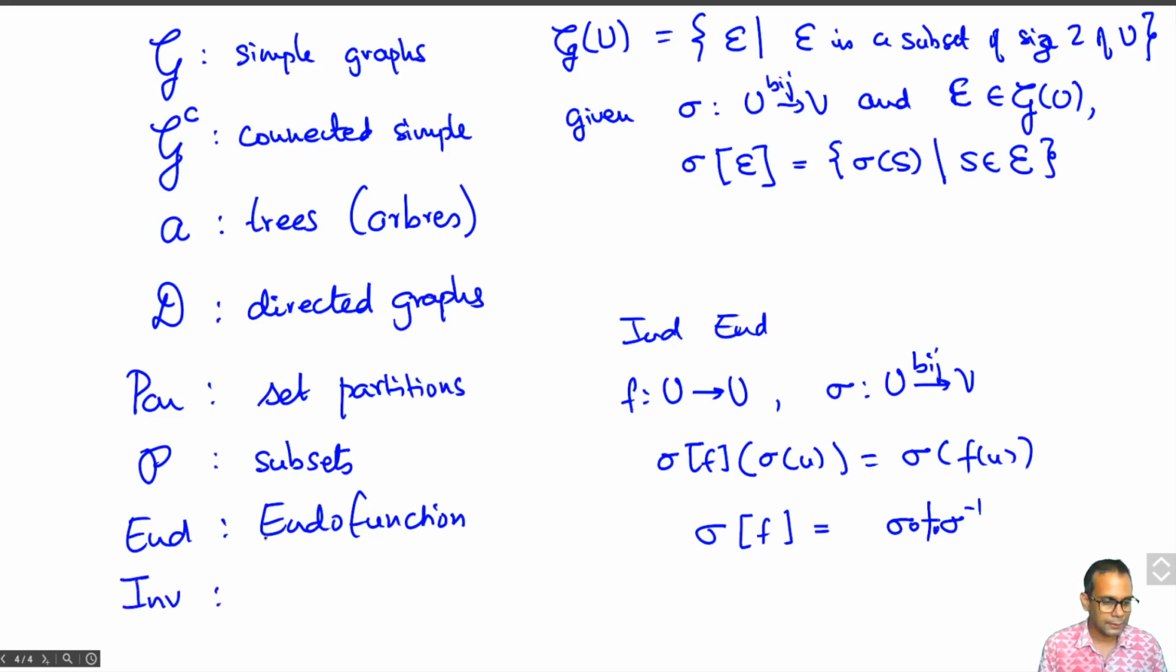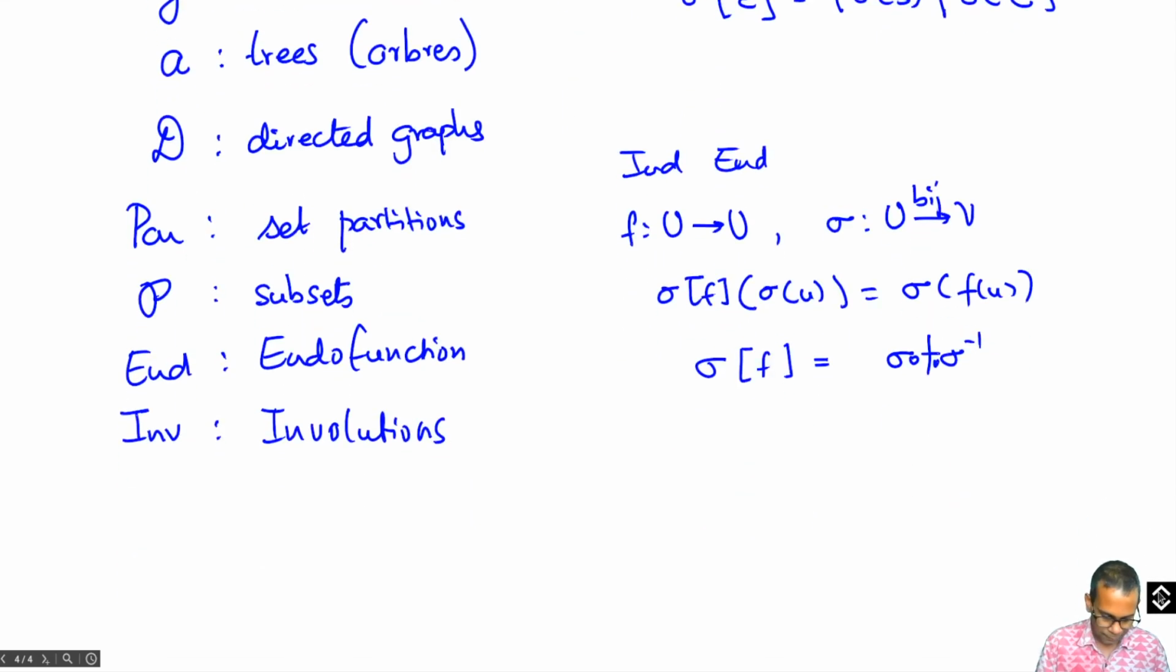Inv, so the elements of Inv u are a subset of the elements of End u, and these are the involutions on u, functions from u to u whose square is the identity. And one example that we'll be looking at a lot is S, which is the species of all permutations. This is also a subset of End, or rather S of u is a subset of End u.